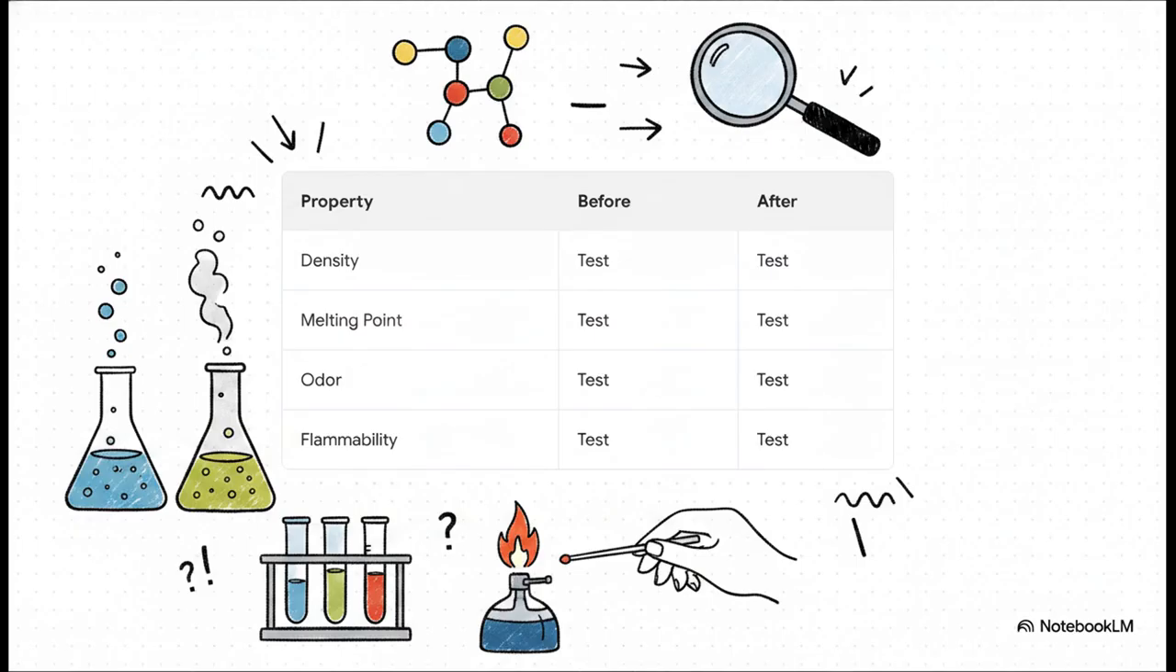And how do you get that evidence? By testing the properties of your substances. We're talking density, melting point, odor, and flammability. You measure these before they interact, and then you test those exact same properties after. If your lab data clearly shows those properties have changed, boom, you have hard evidence to support your claim that a brand new substance formed.